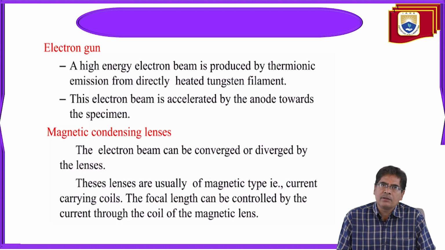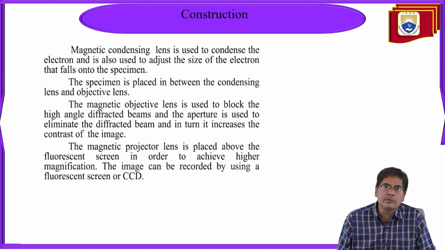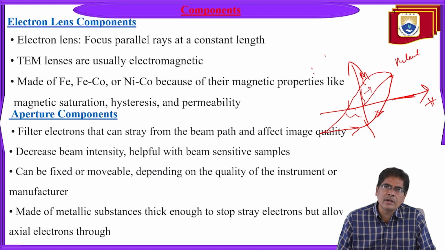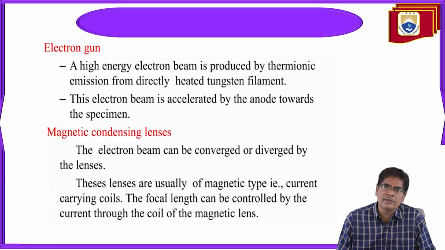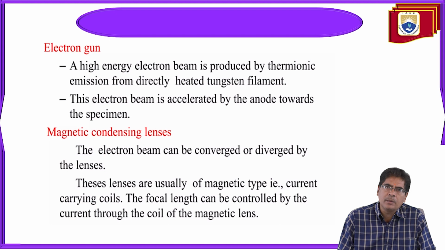Right. So for the electron microscope, we have different components as we told you: electron lens components, aperture components, vacuum components, sample components, and then the electron gun, which generates a beam of electrons produced by thermionic emission from a directly heated tungsten filament. This electron beam is accelerated by the anode towards the specimen.